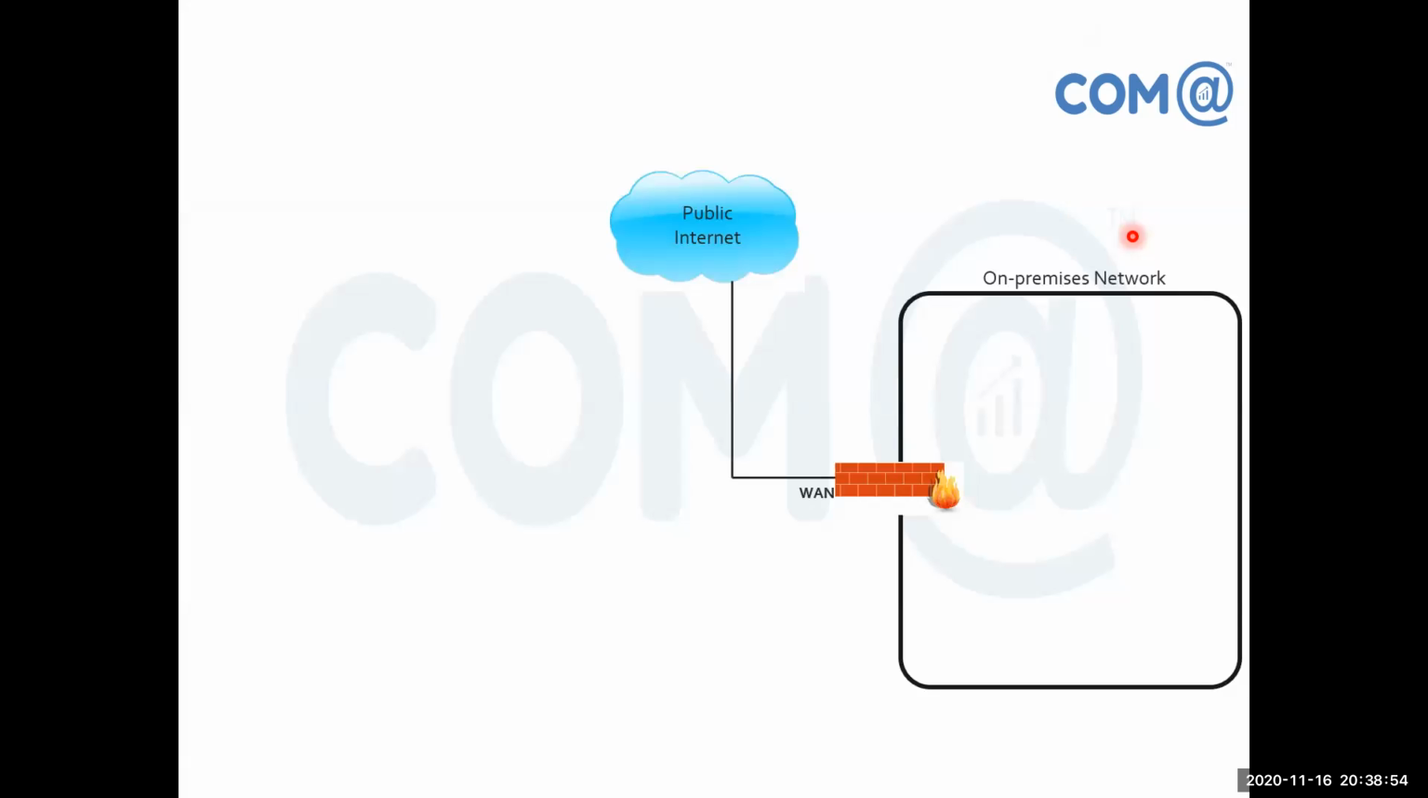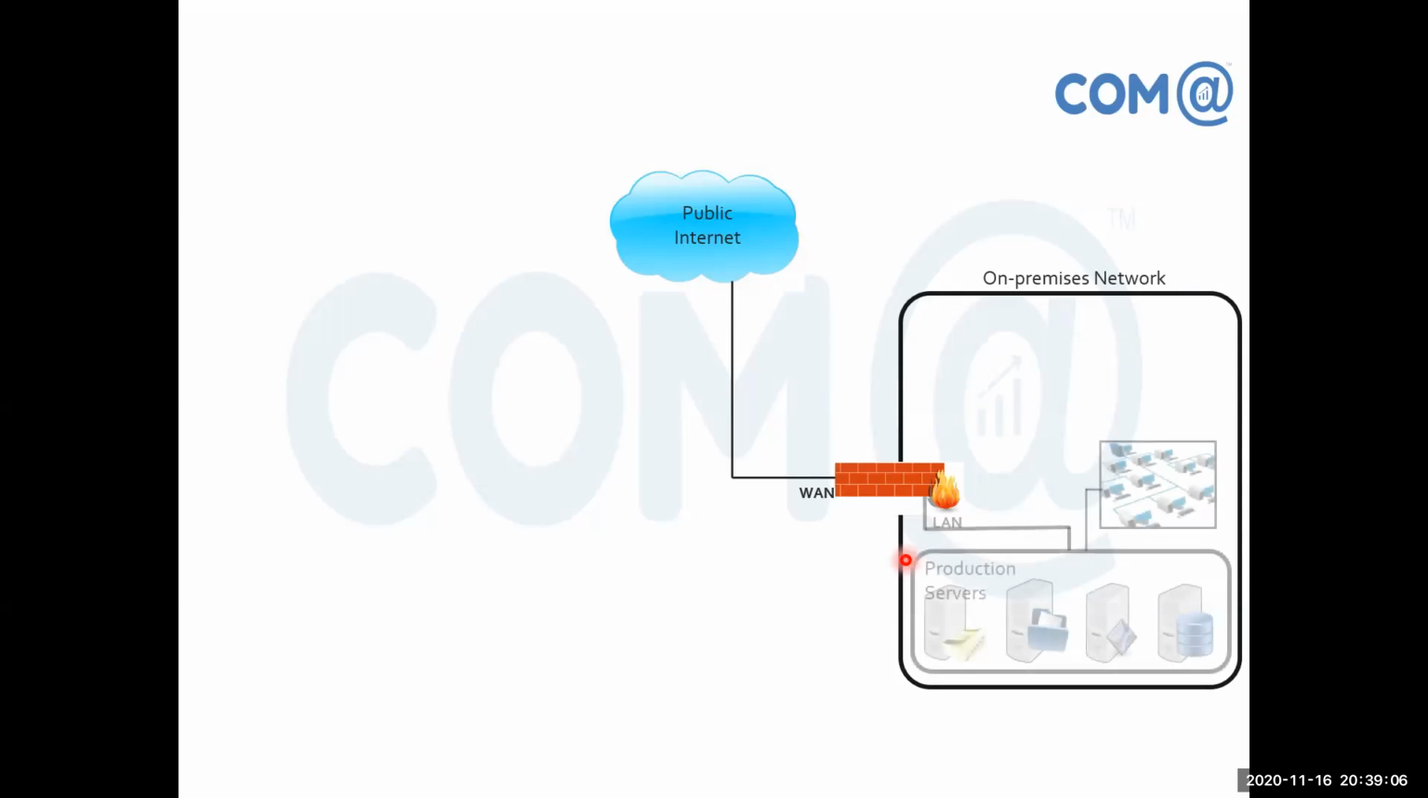In this I have just mentioned the on-premises physical network connected to the public internet using a firewall. This on-premises network has a production network, that is a LAN network, where they have their production servers like the Active Directory server, file server, application server, and database server. These production servers are connected to the production user network.